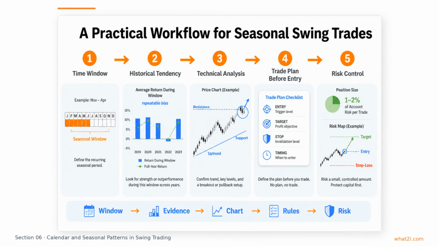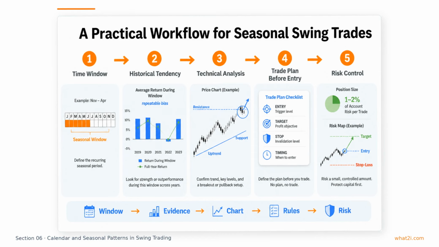A practical workflow makes seasonal ideas much more useful. Start with the relevant time window. Then check whether there is enough historical support to take the pattern seriously. After that, add technical analysis by looking at trend, support and resistance, momentum, and volume. If the chart offers a valid setup, build the trade plan before entering by defining entry, target, stop, and holding expectation. Position size should reflect the idea's uncertainty, because seasonality is never guaranteed. This sequence matters. A broad pattern becomes actionable only after it passes through evidence, chart structure, and risk planning.